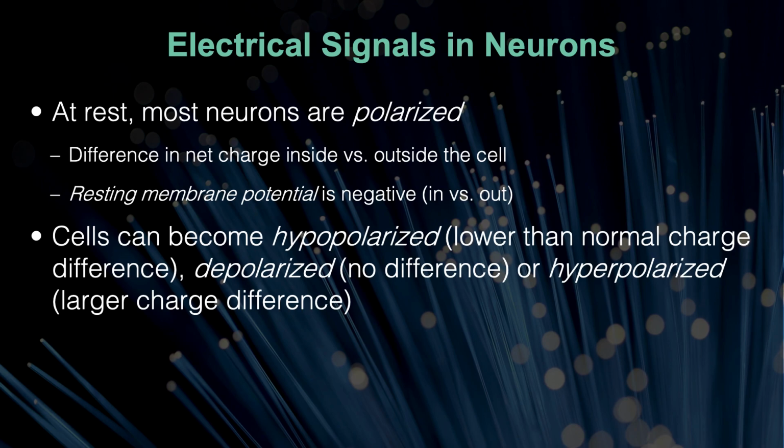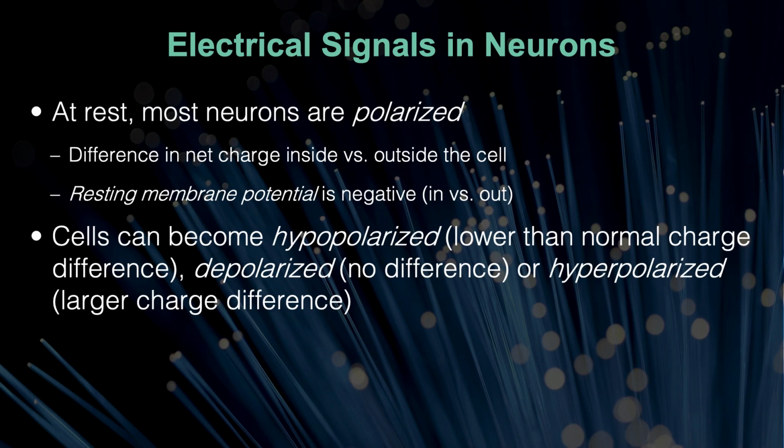Now, in that situation, where you're just going to trust me at this point, the cell is polarized. From that starting point, I can either make the cell more polarized, the inside can become more negative than it is at rest. I can depolarize it. I can remove the difference in charge. The outside and inside have the same charge. Or I can make the inside more positive relative to the outside, which happens transiently in a special situation that we'll get to later.